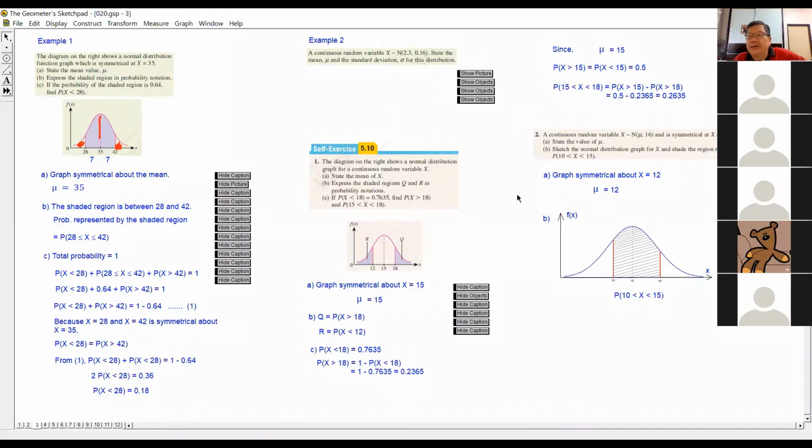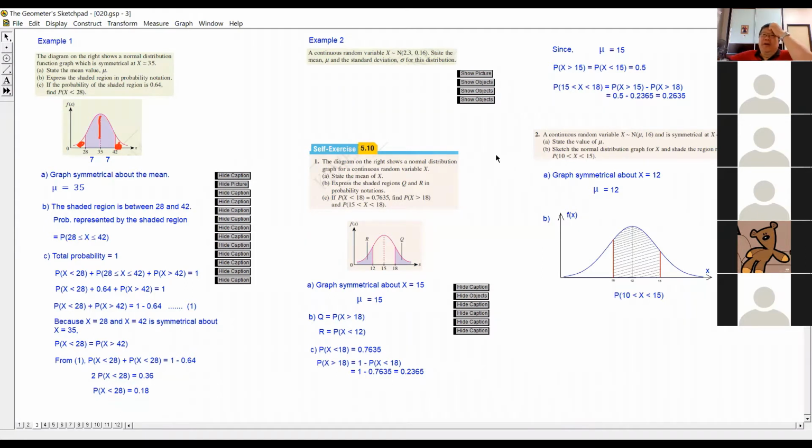Right. So we look at question number two. Li Ying, you read question number two. A continuous random variable x ~ N(2.3, 0.16). State the mean and the standard deviation for this distribution.